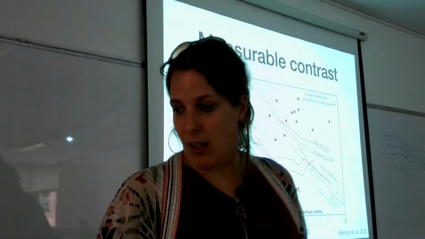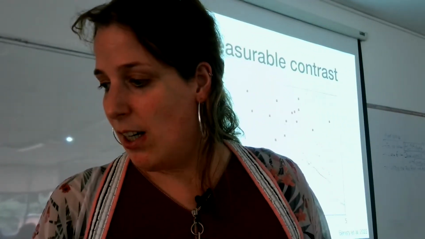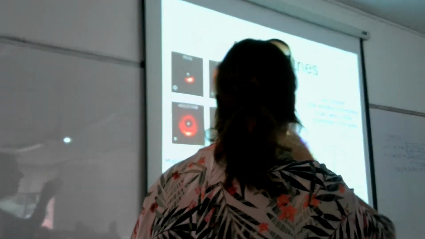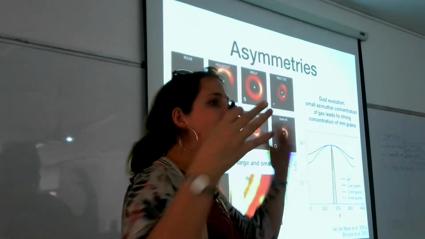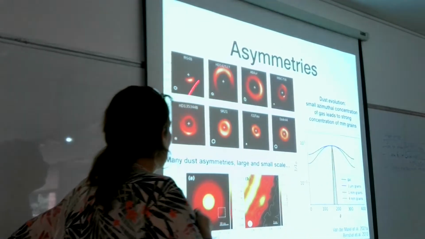Okay, so I've talked a lot about these transition disks and inner cavities. Now I want to move to these asymmetries. I've already mentioned asymmetries several times. So these are azimuthal dust traps. We actually have detected several of them.